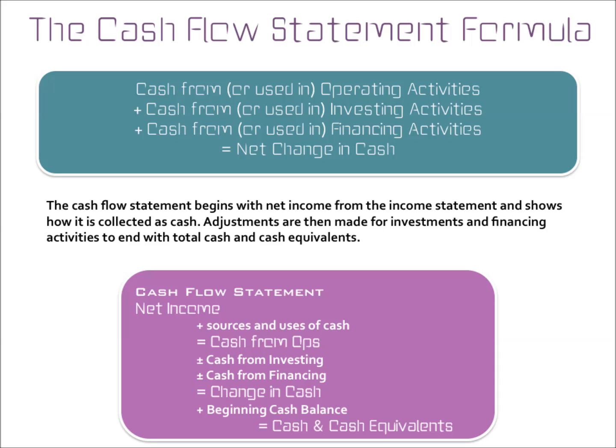The cash flow statement formula is simply cash from or used in operating activities plus cash from or used in investing activities plus cash from or used in financing activities, and their sum equals the net change in cash. The cash flow statement begins with net income from the income statement and shows how it is collected as cash. Adjustments are then made for investments and financing activities to end with total cash and cash equivalents.